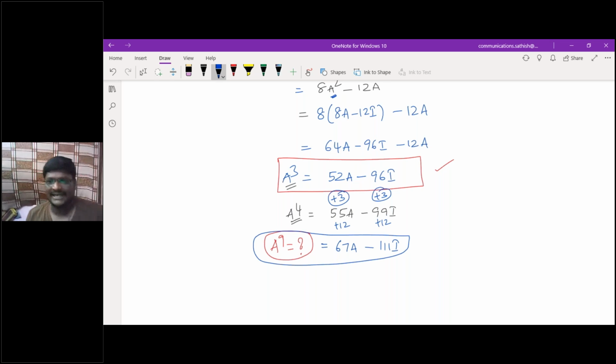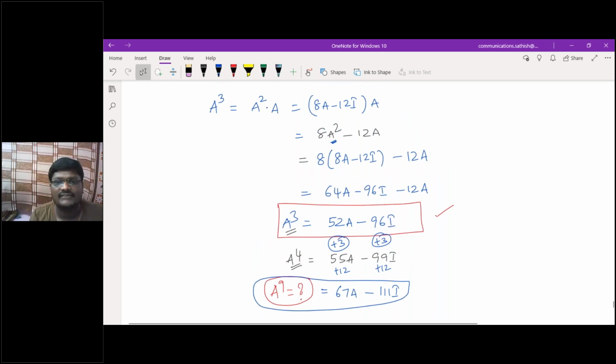Try to keep in your mind, whatever the value they are asking, like A power 3, A power 4, A power 5, A power 6, the final answer must be in A and I, the matrix A and I. Don't stop the problem here itself. Sir, I just substituted the value of A square here, I got 8A square minus 12A, then I will close the session. Not like that. Every answer must be in the form of your Cayley-Hamilton theorem, in the form of A and I, whether it may be plus A or minus A, plus I or minus I, whatever the case.